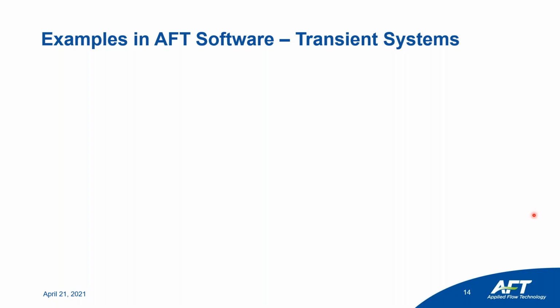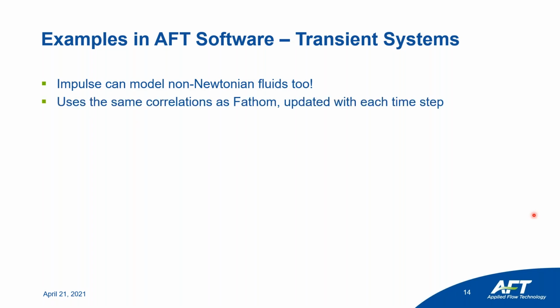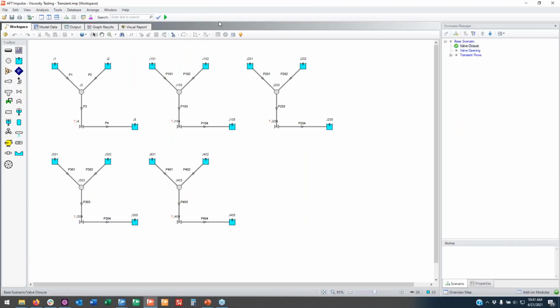And this is my favorite. In Impulse, we can actually model non-Newtonian fluids too. So we can use the same correlations as Fathom, just updated with each time step. So it's kind of a pseudo-steady approximation. There's not really a great way to actually apply these viscosity models in a truly transient manner. So we'll just use this pseudo-steady approach. So let's go ahead and take a look at Impulse.